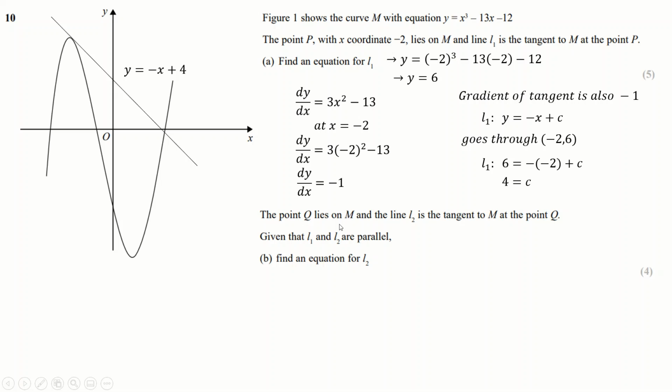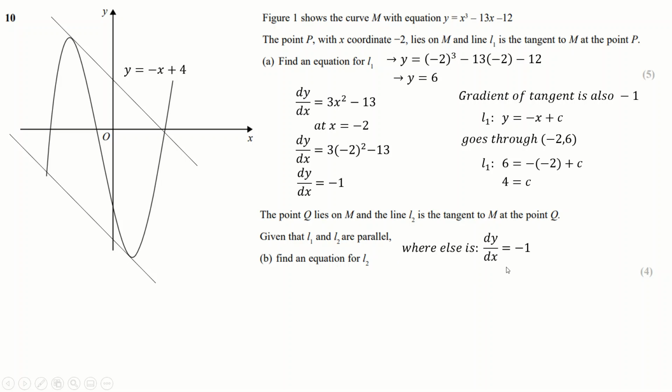Part 2, point Q lies on M, and L2 is tangent at point Q. The two lines are parallel. So I'm looking for another tangent line to this curve that's parallel to this one. And the only one I can see is something that looks about like this, tangent at this point here. Just like this one is just off the turning point, this one is just off down here. So I think those two look roughly parallel to me. So this has gradient -1, because of course it's parallel.